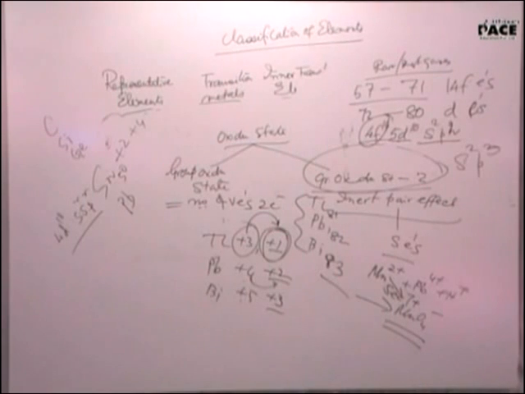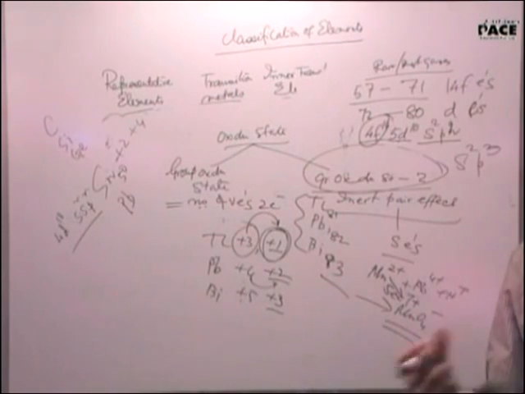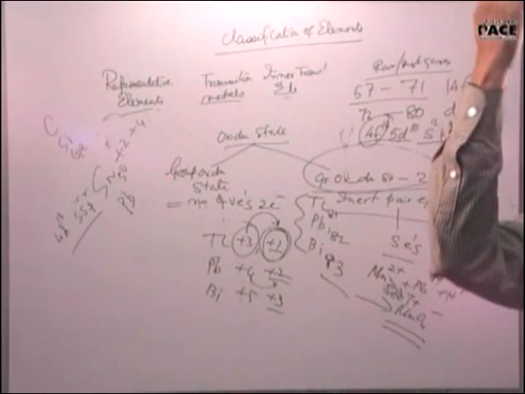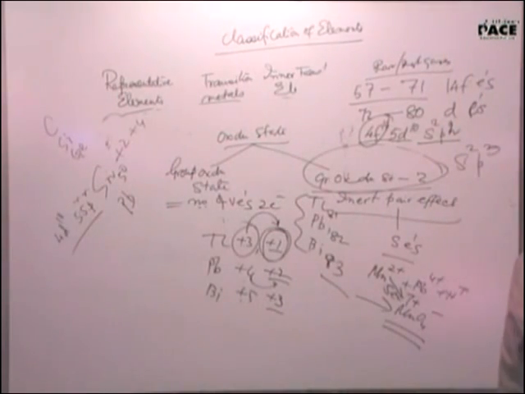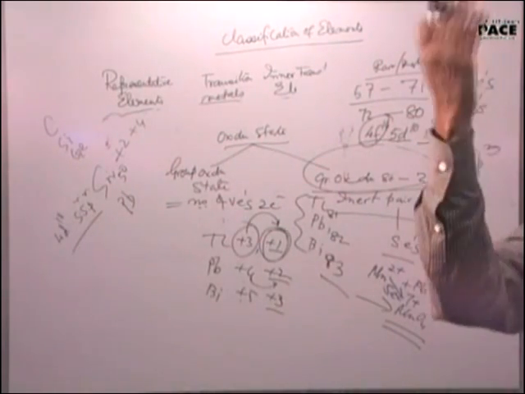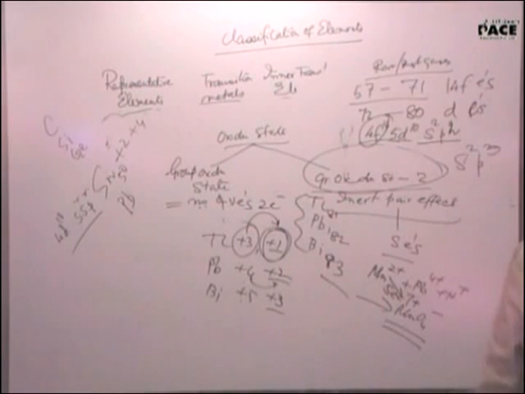Whereas lead 2+ is quite stable, but not tin 2+. Tin 2+ acts as a reducing agent because its higher oxidation state is more stable than tin 2+. So tin 2+ goes to tin 4+ by releasing electrons, and that is why it acts as a reducing agent. Now, what is the difference between tin and lead?